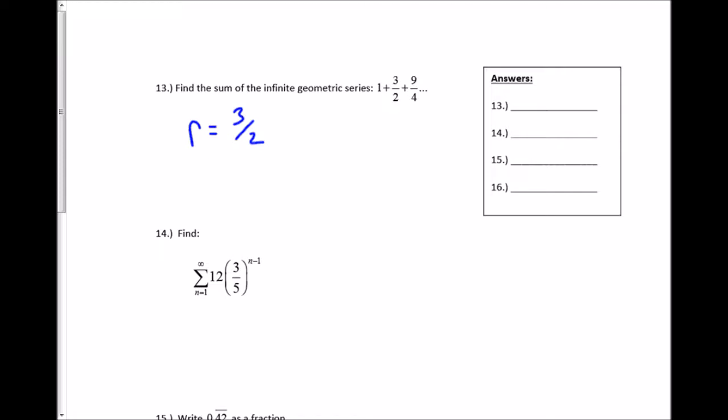And in order to determine that, I look at the r value. The r value has to be between -1 and +1 for this thing to converge. And since 3/2 is not in that acceptable range, I say that this thing is going to diverge. Or you can just say that the sum does not exist. All right? Either one of those would be fine.